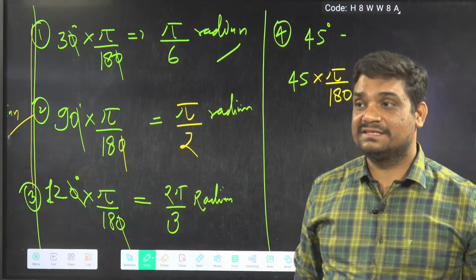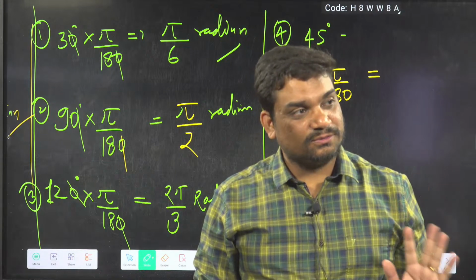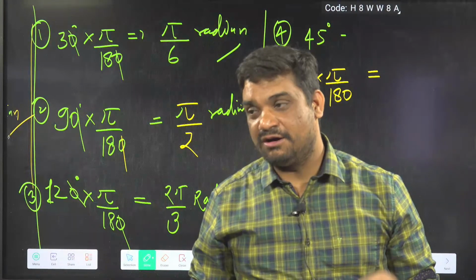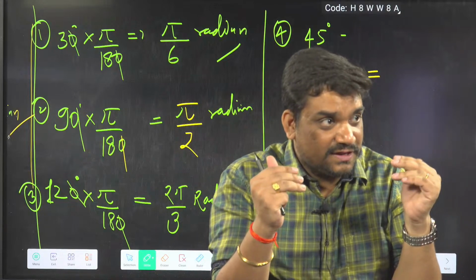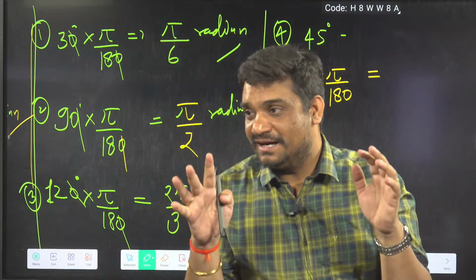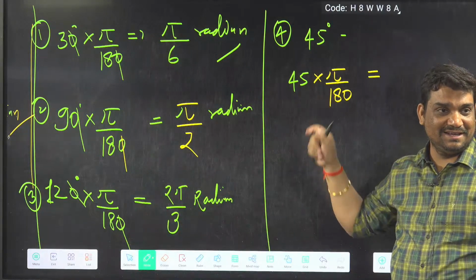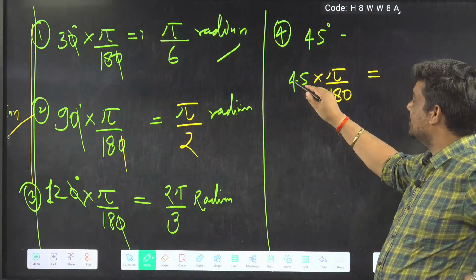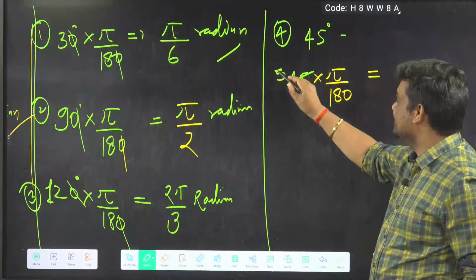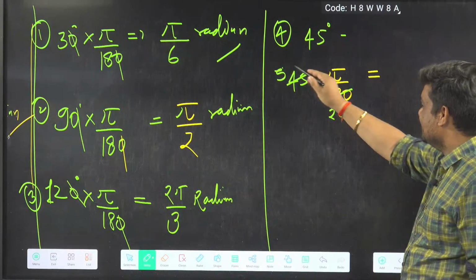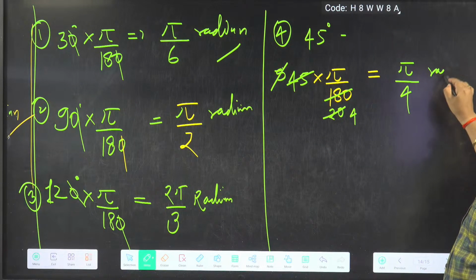For this, up to 20 tables you should know, must know. If you are thinking you have to become a doctor or engineer, anything, if the thought is also coming, then the first thing you have to do is up to 20 tables must be there. Otherwise, I cannot tell how to cancel this 45 and 180. I will cancel first with what? 9 I can cancel. Like here 5, then I will cancel with 20. This becomes pi by 4 radian.